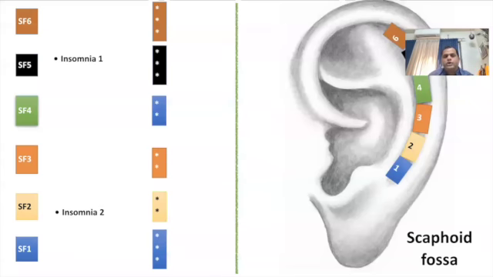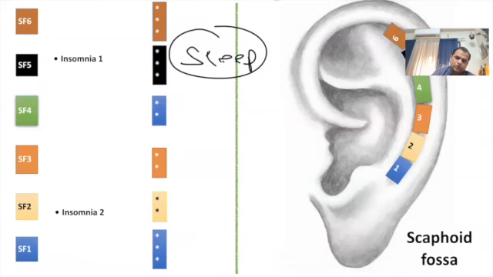Now we are going to see 2 points, very good points for insomnia or the problem of sleep. जब भी किसी व्यक्ति को नींद नहीं आती तो हम इन 2 पॉइंट्स का प्रयोग करते हैं. एक पॉइंट होता है हमारा सेकंड नंबर का और दूसरा पॉइंट भी होता है ऊपर से सेकंड नंबर का.